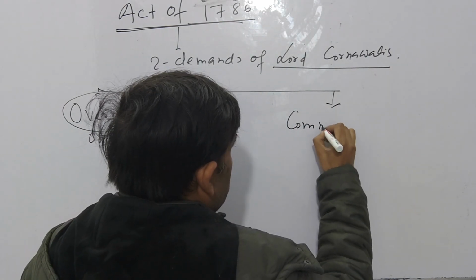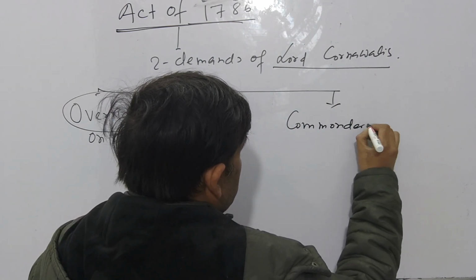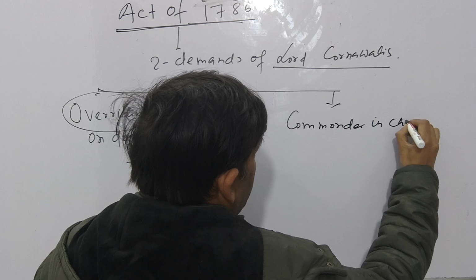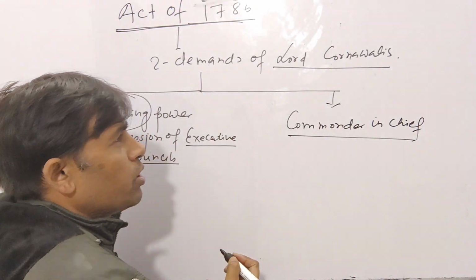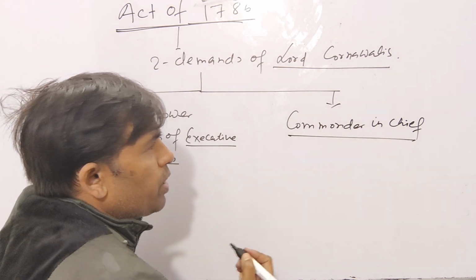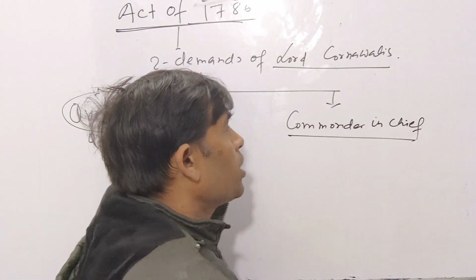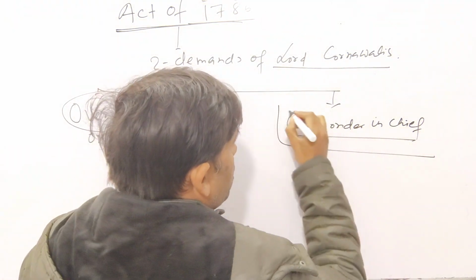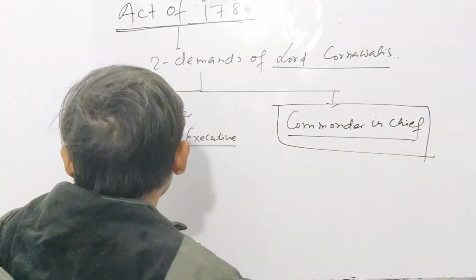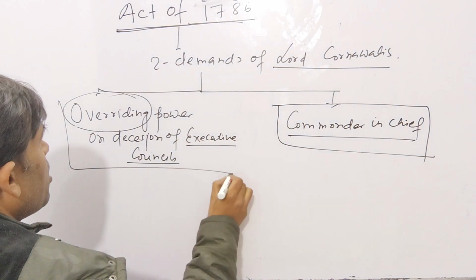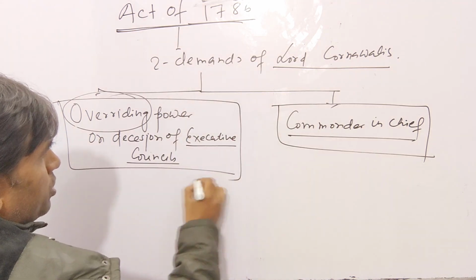Commander in Chief of the Army. What does it mean? He was given a double role. He basically played a double role. In one way, he was playing the role of Commander in Chief, like the President of India today. And second, he also had an overriding power over the executive councils.